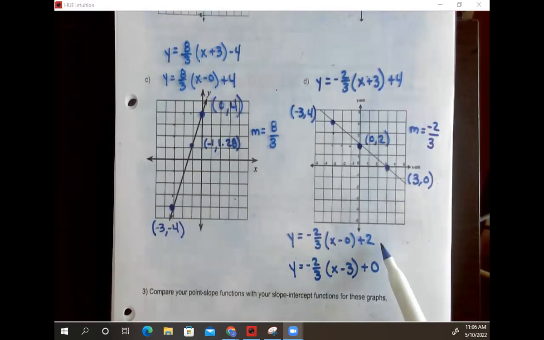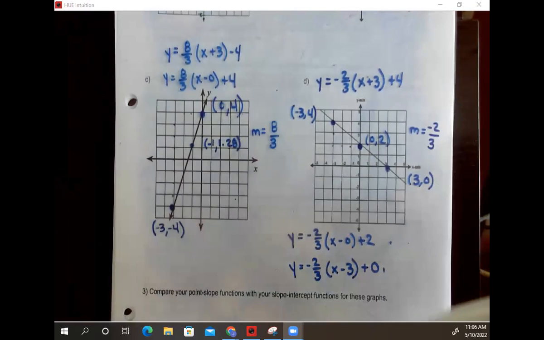You should have one of these two equations. So if you use the y-intercept, that would be this equation here. If you use the x-intercept, that would be this equation on the bottom. Questions for me? Okay.